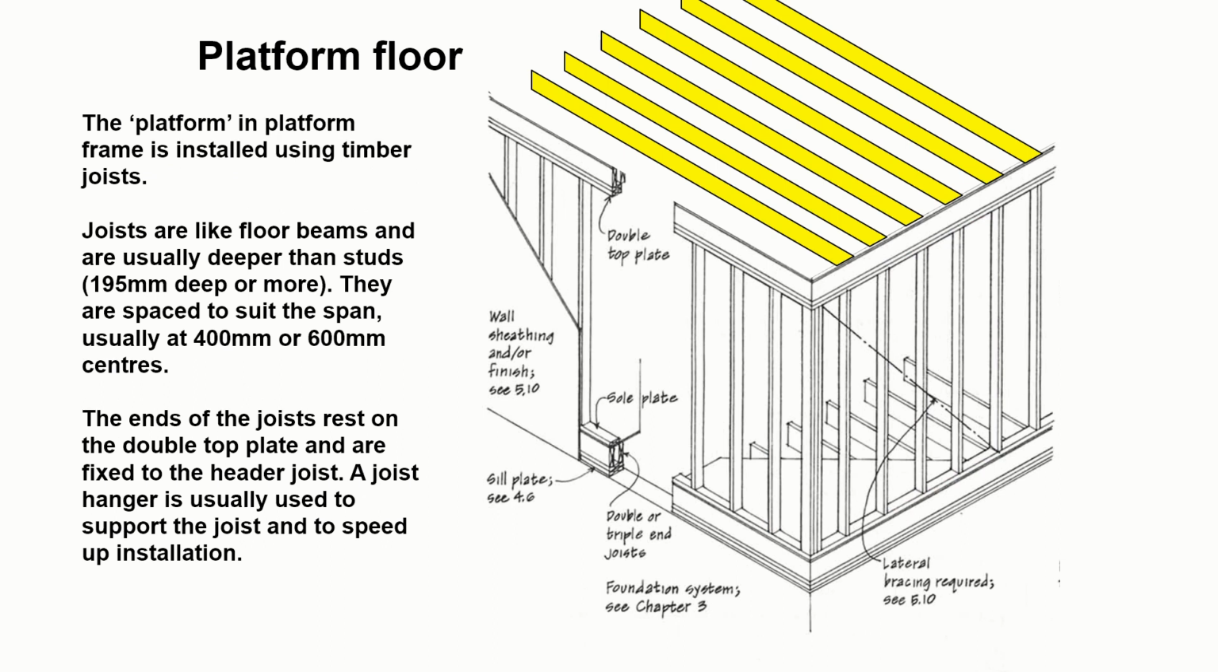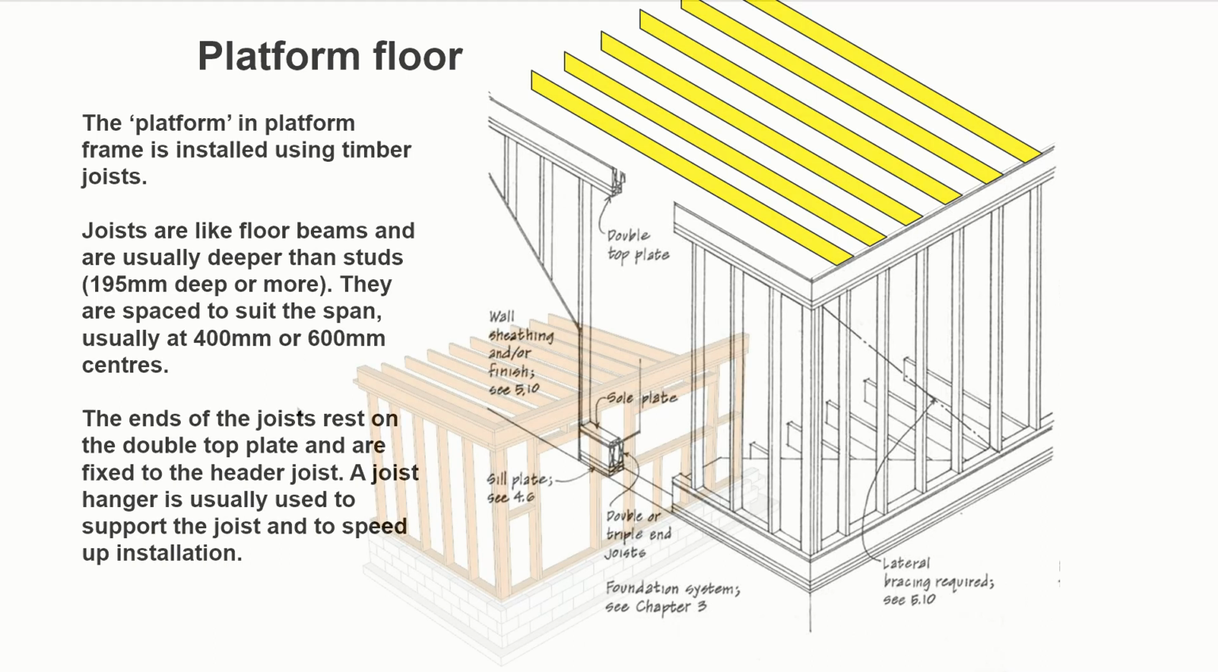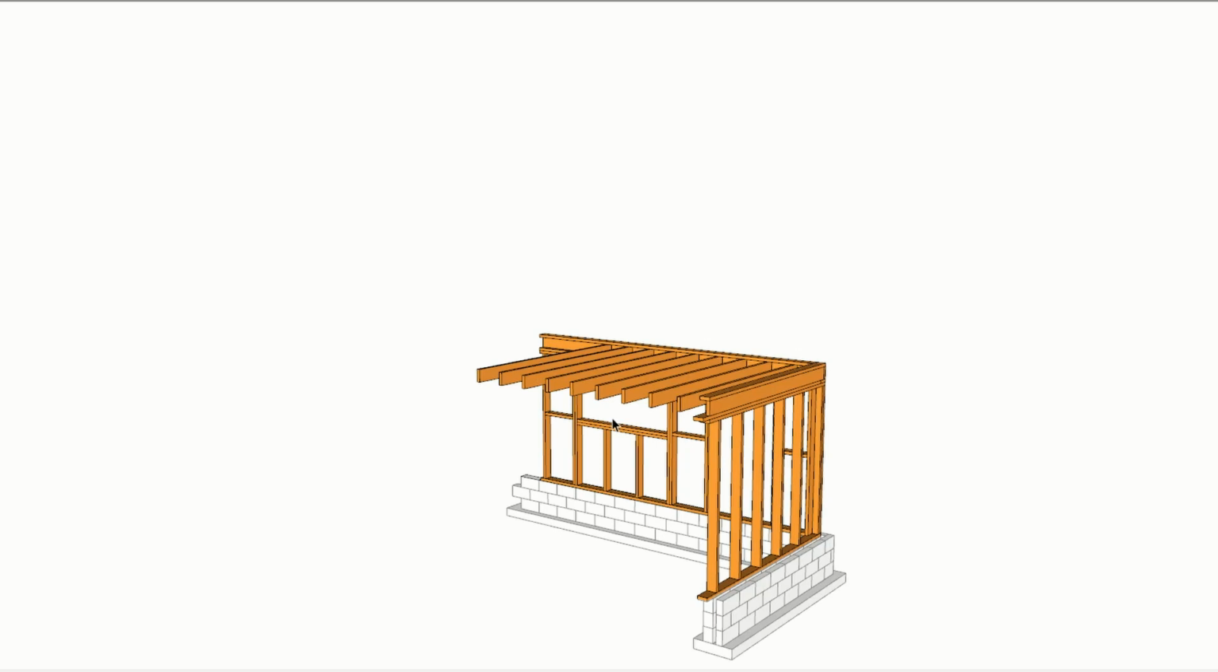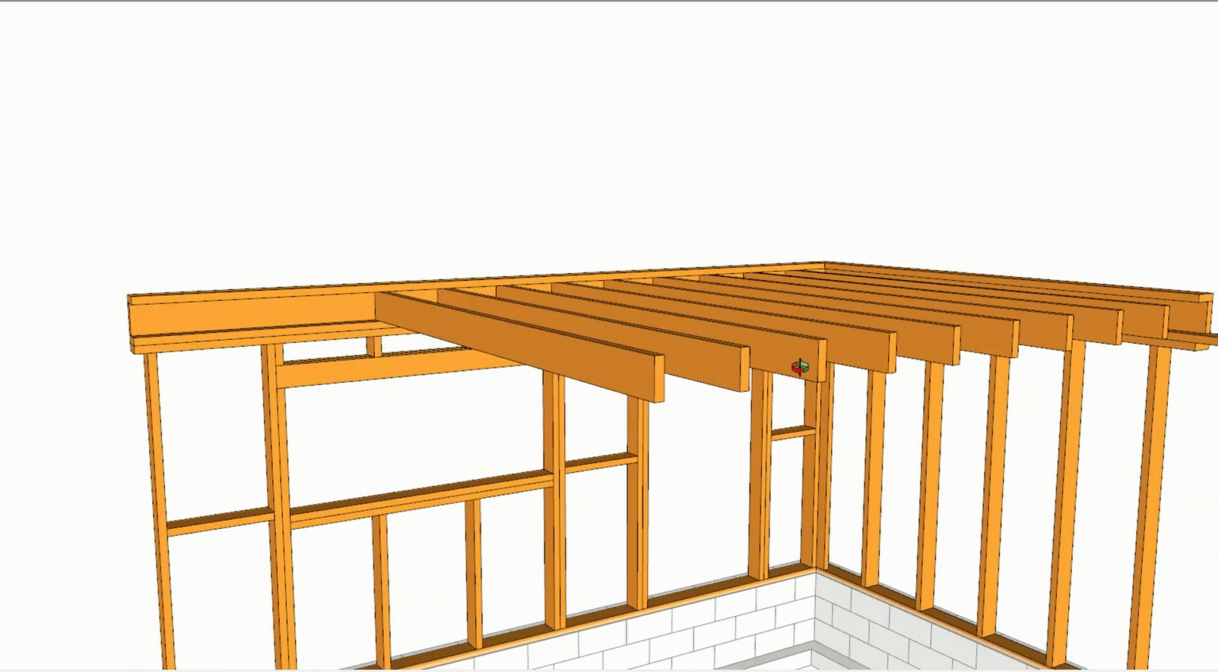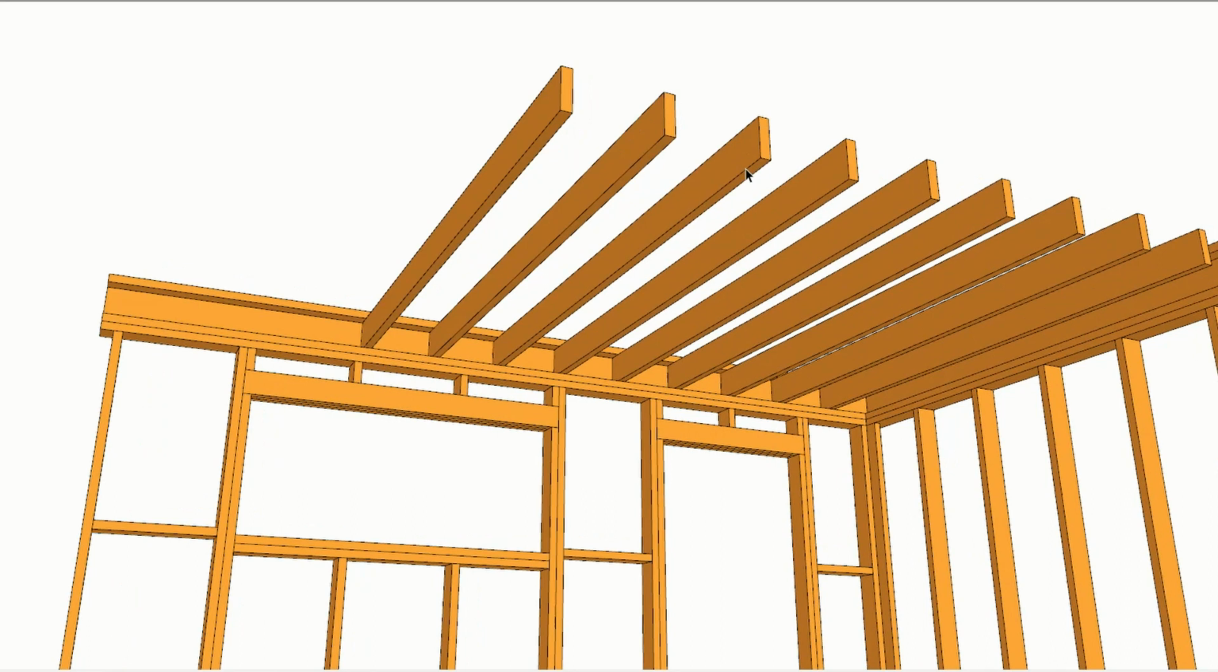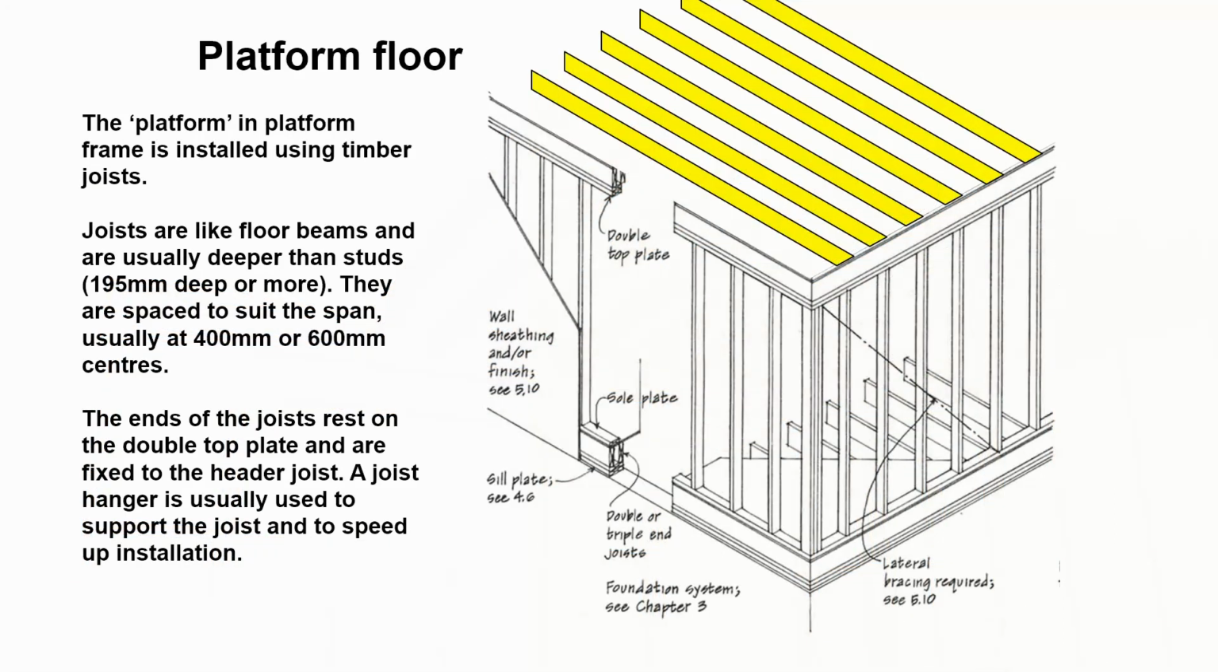And the platform in the platform frame name is installed using timber joists, and these sit onto the pocket that I described, with their back going into the header joists. And the joists are like floor beams. They're deeper than studs, 195 millimeters or deeper, sometimes up to 300 millimeters before it starts becoming uneconomical to use a solid piece of timber. And they're spaced to suit the span, 400 millimeters to 600 millimeters.